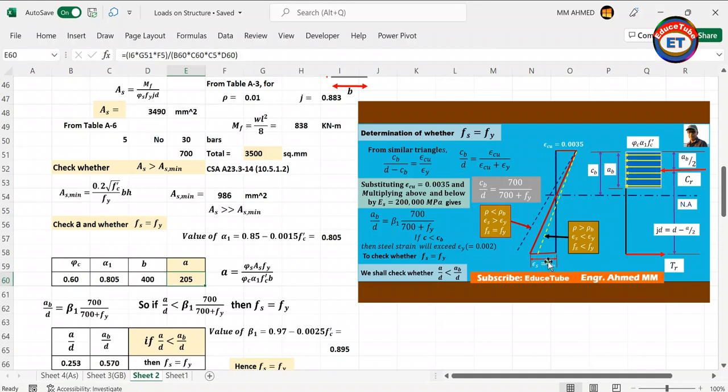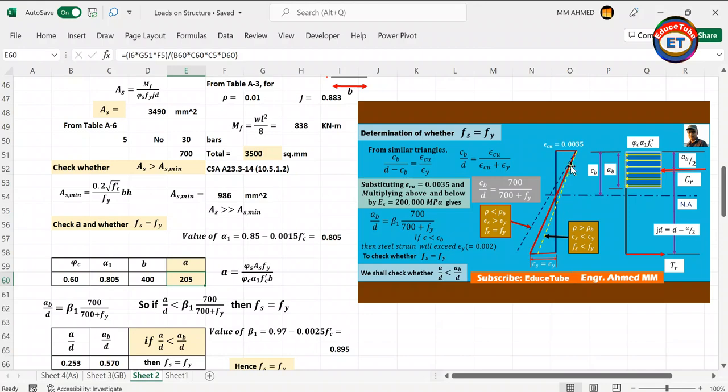This is the yield strain, this is the steel strain, and this is the yield strain. It means the stress in the steel reaches the yield strain. Consequently, when this happens, we can say the stress in the steel, Fs, is equal to the yield stress, Fs equal to Fy.